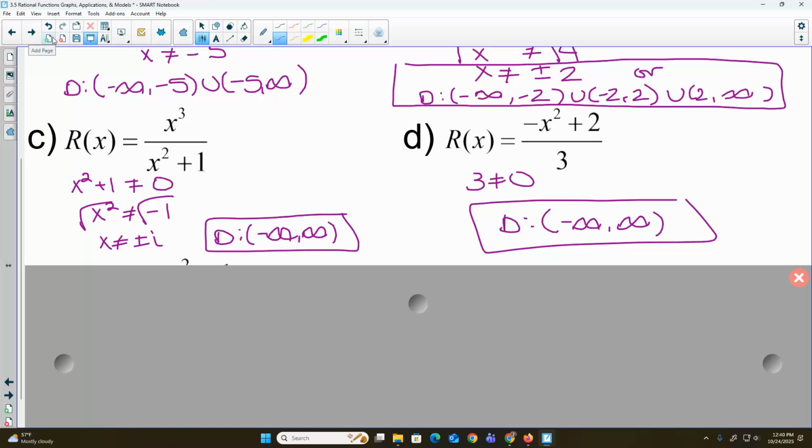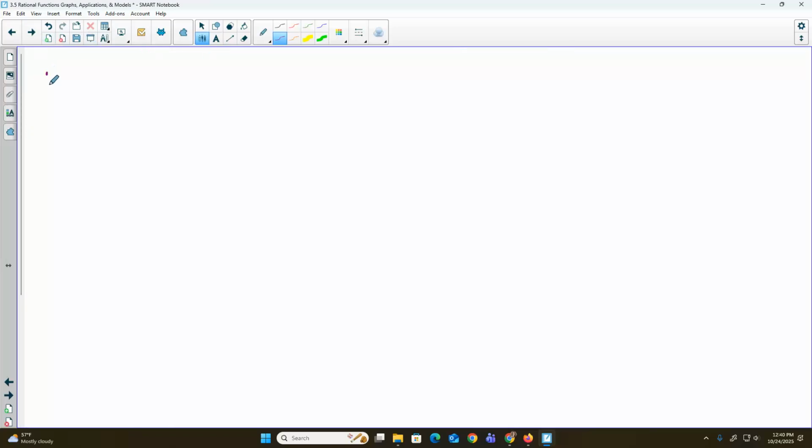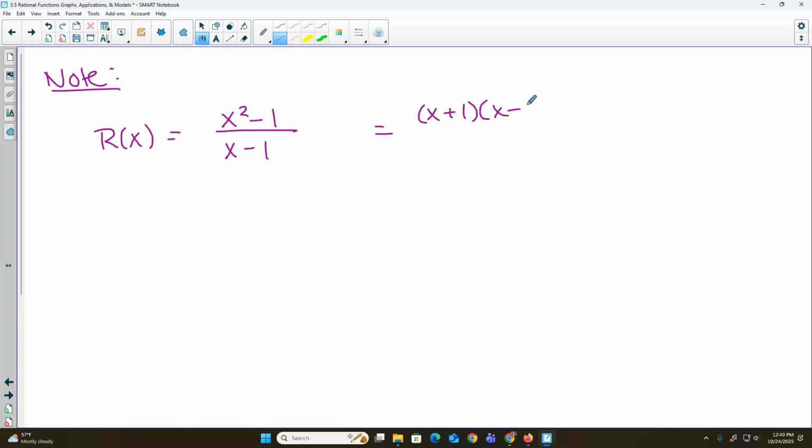Now, something that I want to talk about. If I gave you x squared minus 1 over x minus 1, could you factor and reduce that? Yeah, the top would factor into x plus 1, x minus 1 over x minus 1, and what happens to those x minus 1s? They cancel. So we're used to just saying this is equal to x plus 1. Agreed?